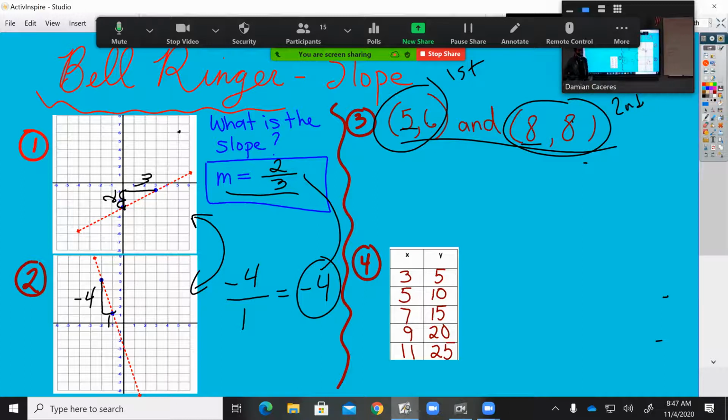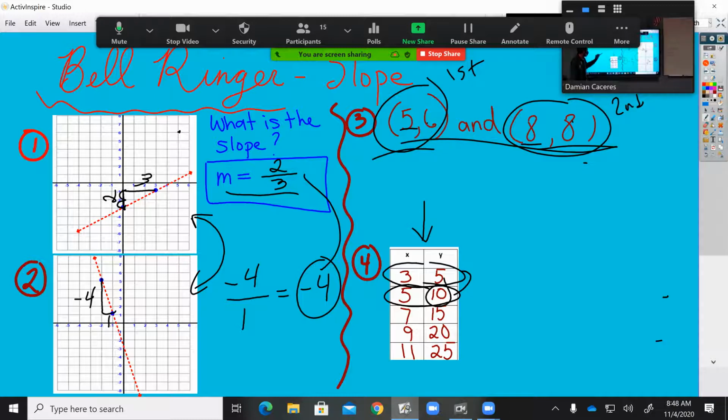Now for number 4, it's the same thing. These numbers in the table are actually points. The first point could be 3, 5. The second point could be 5, 10. You could use any 2 points you want, but the bigger the points, the more you have to simplify. So I would recommend you always use points that are right next to each other so you don't have to simplify. So now we set this up the same way like when we were looking at points.